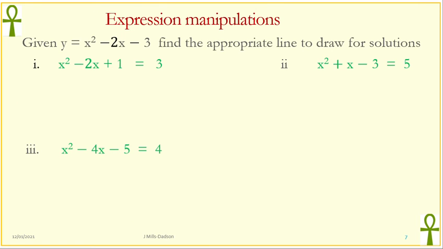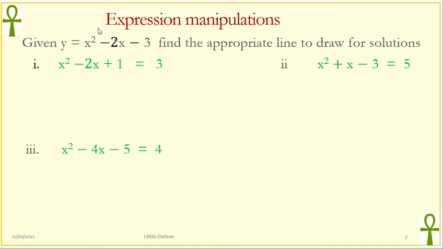So I'm going to explain to you how you manipulate expressions to understand the sort of line to draw to find solutions. So here we've been given y equals x squared minus 2x minus 3.